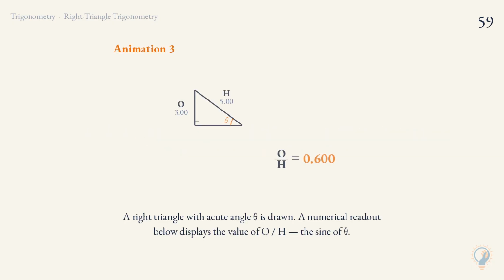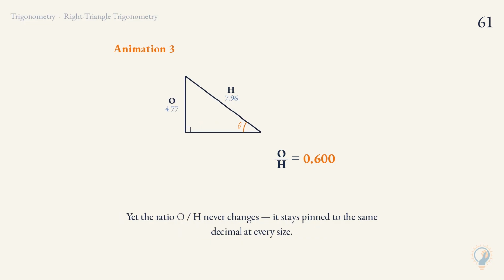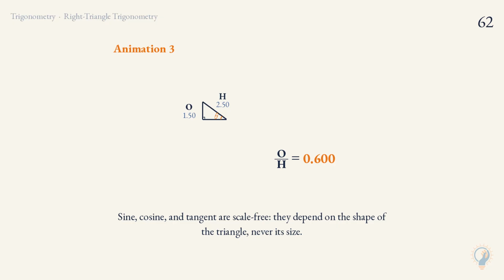Animation 3. A right triangle with acute angle theta is drawn. A numerical readout below displays the value of O over H, the sine of theta. The triangle grows and shrinks while theta stays fixed. Both legs and the hypotenuse change with the scale, yet the ratio O over H never changes. It stays pinned to the same decimal at every size. Sine, cosine, and tangent are scale-free. They depend on the shape of the triangle, never its size.